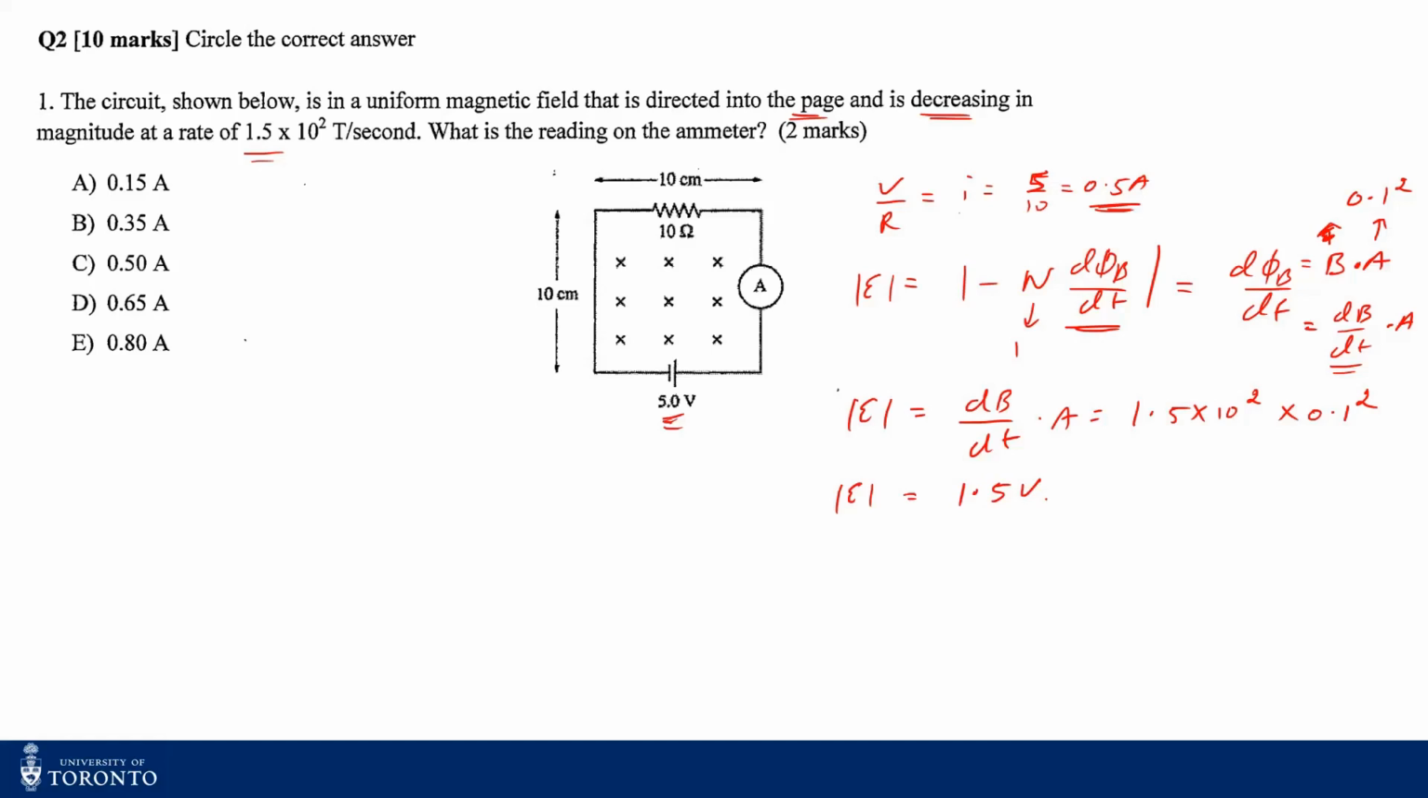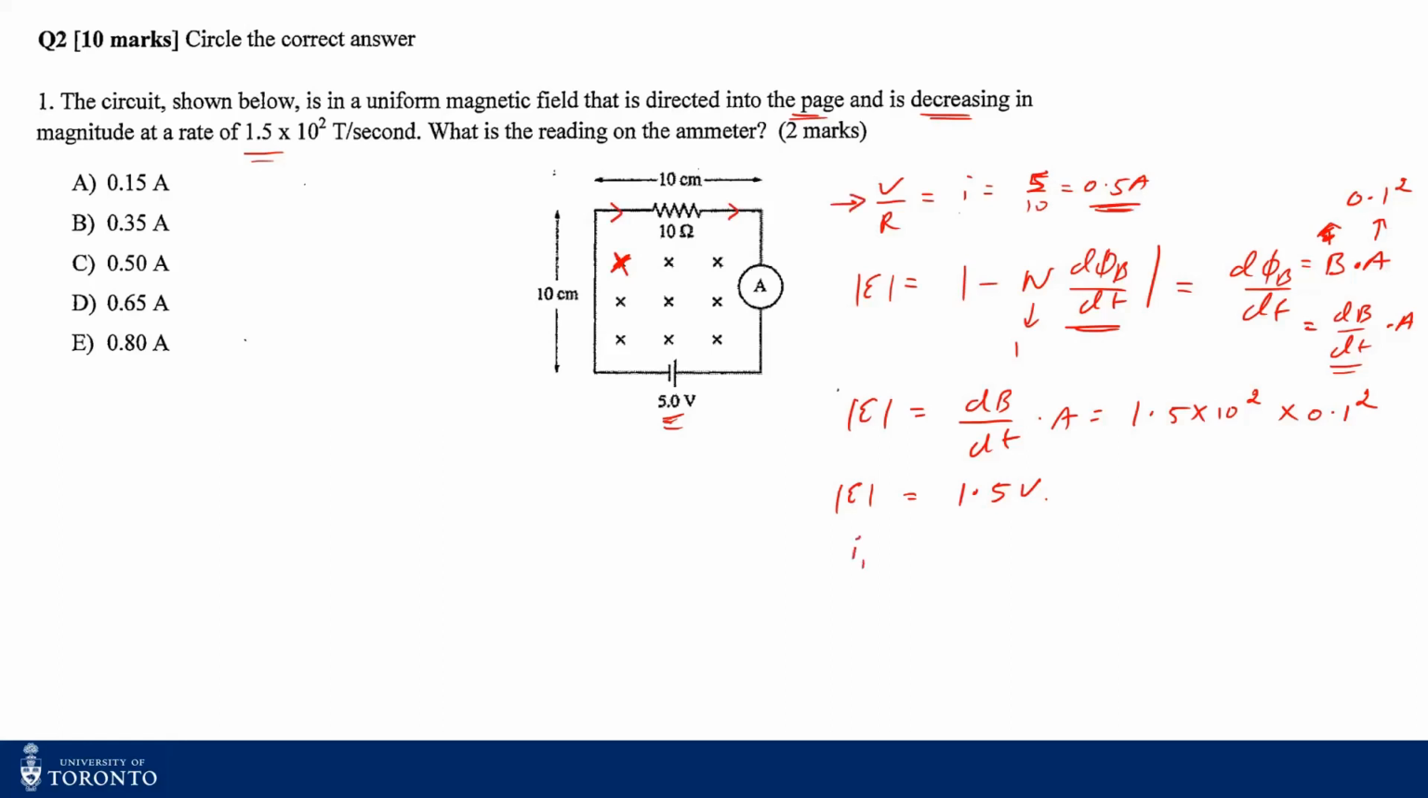Now you see what should be the direction of the induced current. Since the magnetic field is into the page and it's decreasing, the induced current would be such that it increases this magnetic field, which is also into the page. So if we apply the right-hand grip rule, thumb pointing to the direction of the magnetic field, you see there should be an induced current in this direction, which is opposite to the current because of the voltage source.